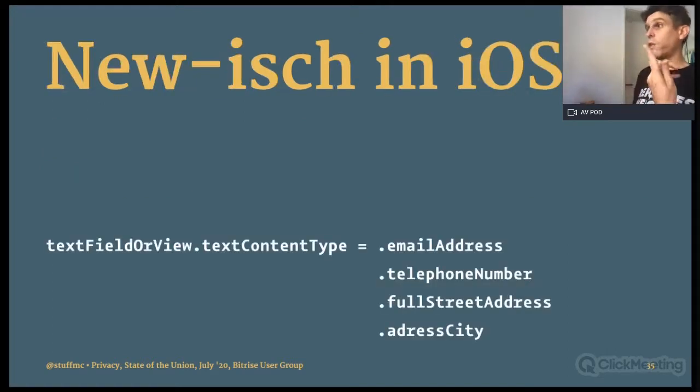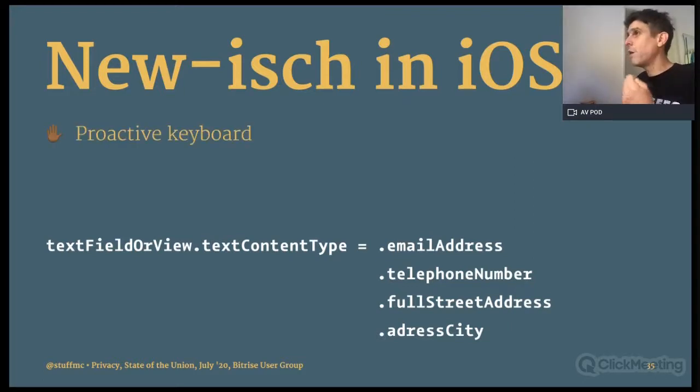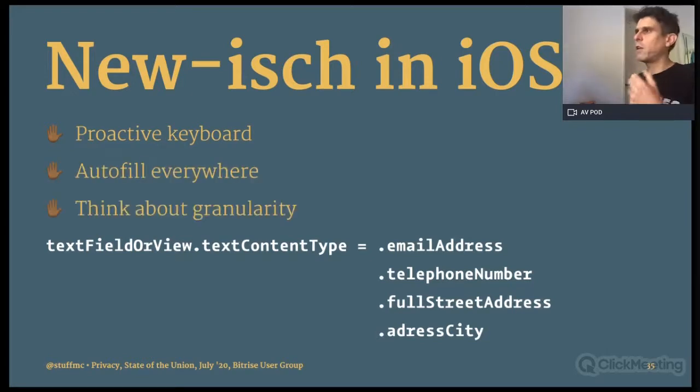So new-ish in iOS 14 is this thing which you see on the bottom, right? Well, actually new-ish, because this is not new. Actually, you could already put text content type on all of your text fields or text views. The only thing is the system wouldn't do anything with your app about it. Now it actually does the proactive keyboard, so it shows you the address. It's basically what they call autofill every year.